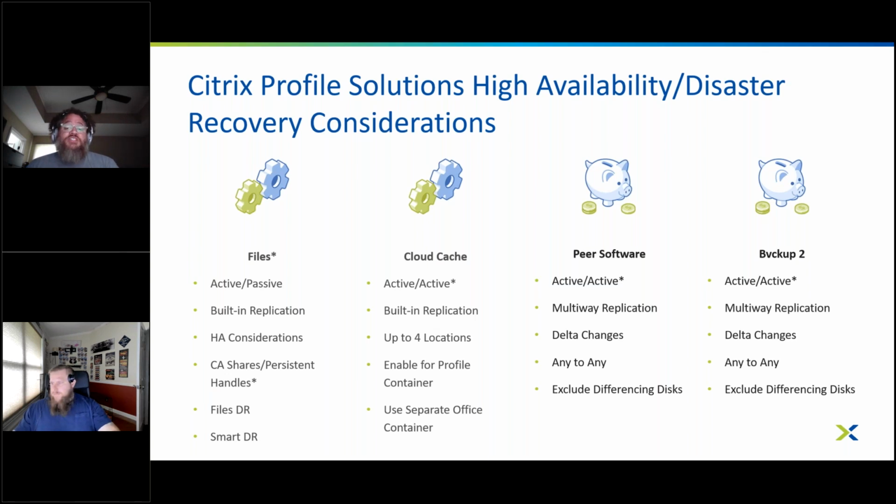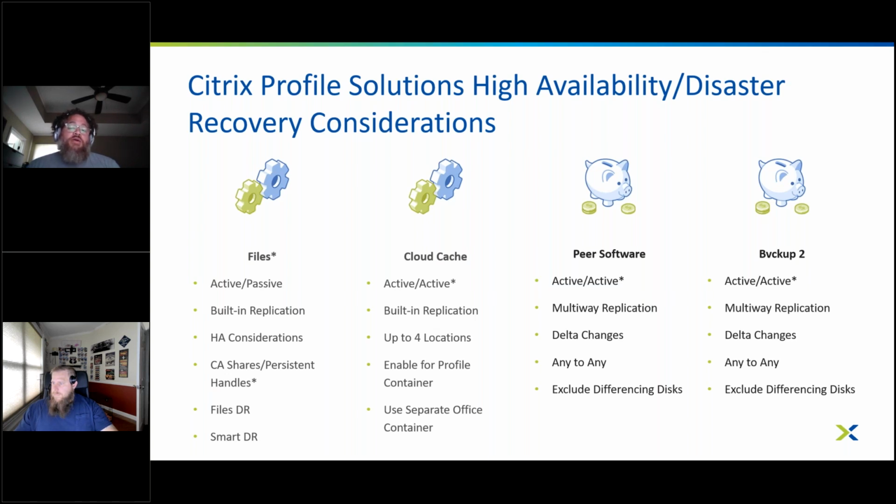Now, another solution that I've tested is Peer. Peer will give you a multi-way, active type replication. It will do delta changes, at the block level. It can go any to any, right? So you can go from Windows to Files, Files to Windows, any other file server solution. And depending on the solution, it may do API level integration.